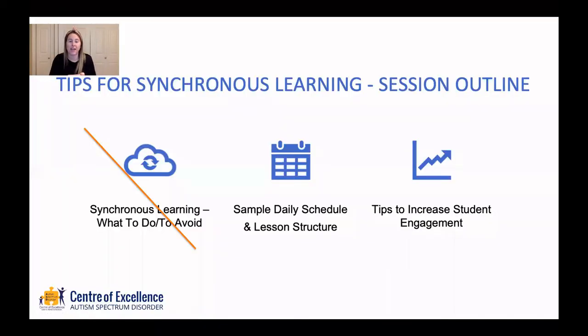So up to now, we've looked at what to do and to avoid for synchronous group learning. We've looked at a sample daily schedule in a Bitmoji classroom with the lesson structure. And now we're going to talk a little bit about tips to increase student engagement in the remote classroom.